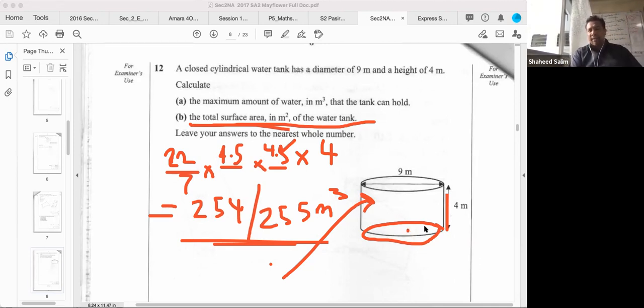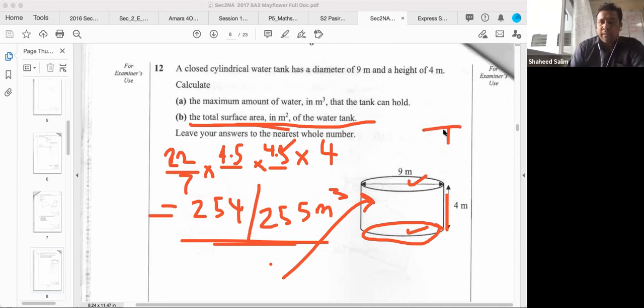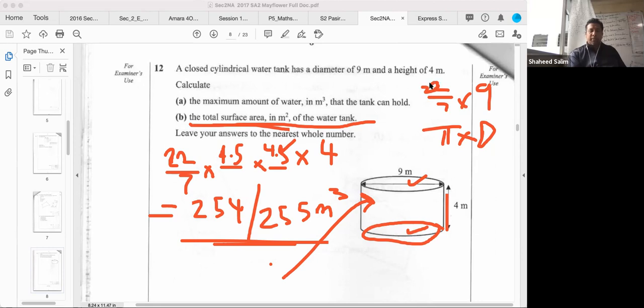Then plus this area, plus this area. You know how to do? For the circumference, you got to find out pi times d. You got to memorize this. Your d is 9, right? Now you can find out 22/7 times 9.